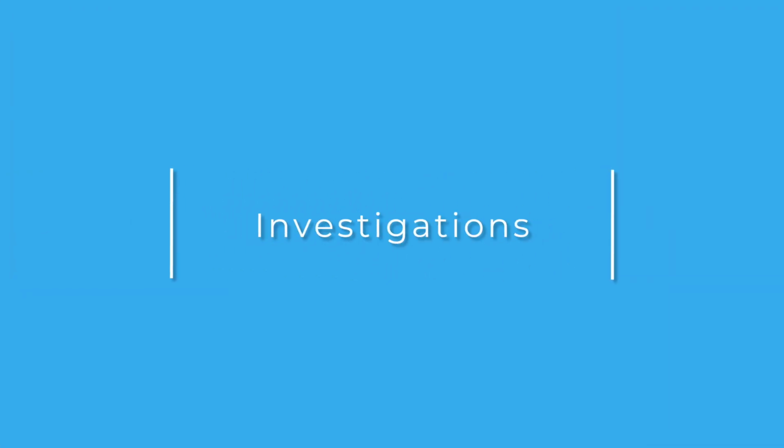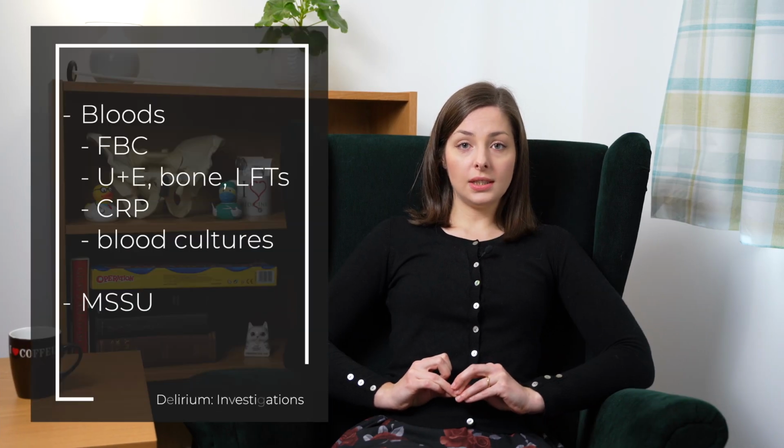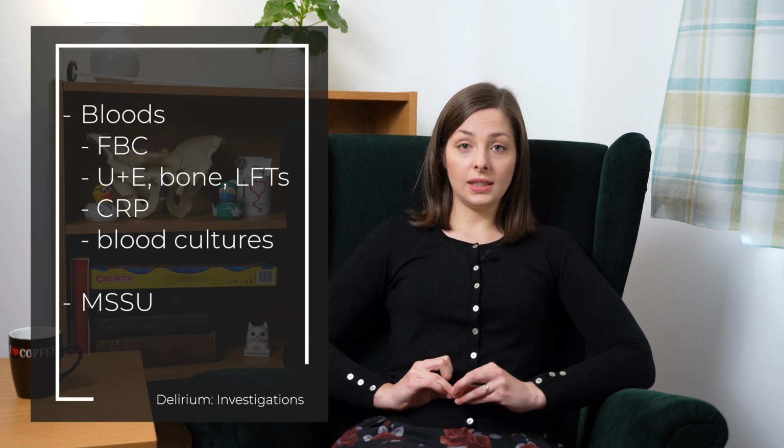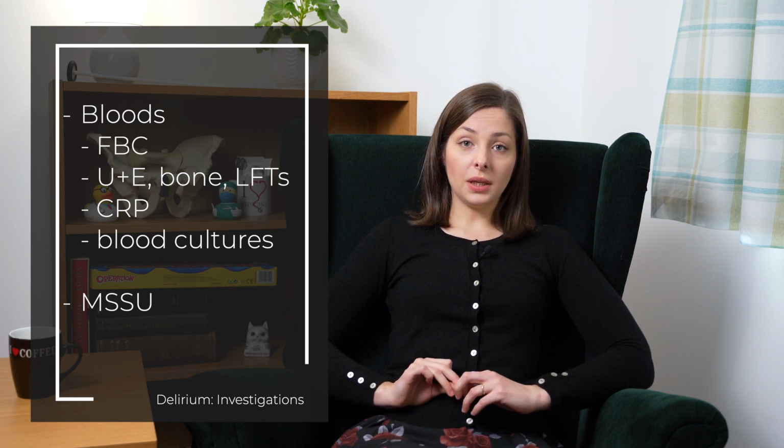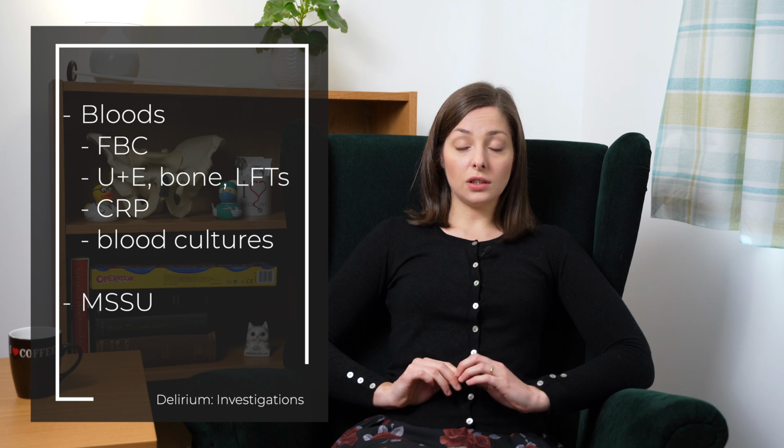To investigate a patient with an acute confusional state, start with a set of blood tests looking at their full blood count, U&Es, bone profile, LFTs, and CRP for signs of infection. Consider also taking blood cultures and cultures to look for source of infections such as midstream urine.